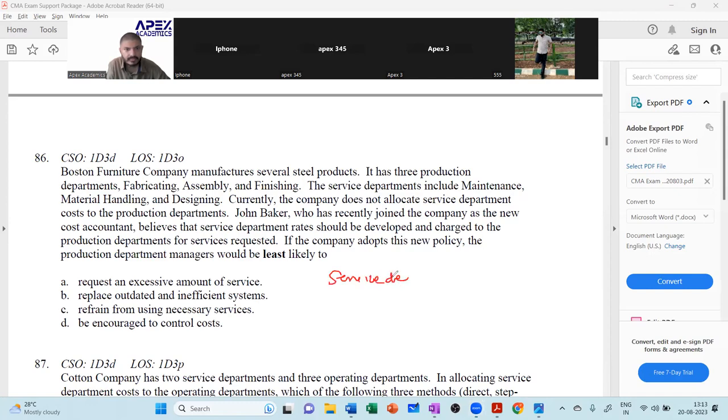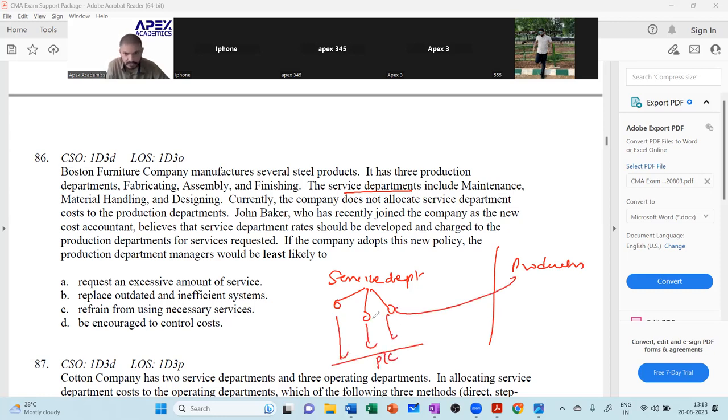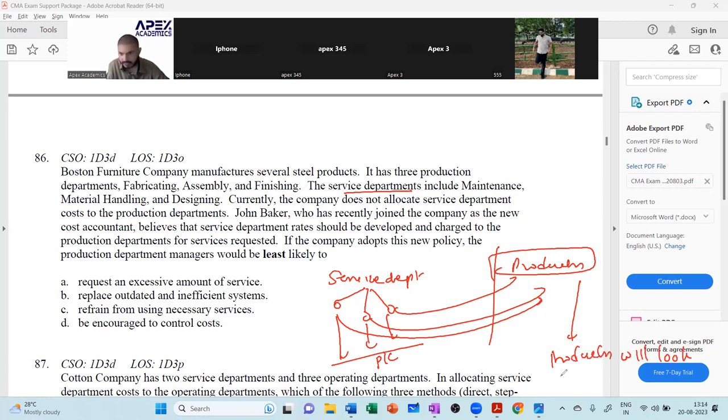As a matter of fact, there are 3 service departments and there is a production department. What does the company do? The company takes these costs and puts them directly into P&L. They don't put these costs to production. If they put this cost into production, then production will look less efficient. I hope you're with me on that.